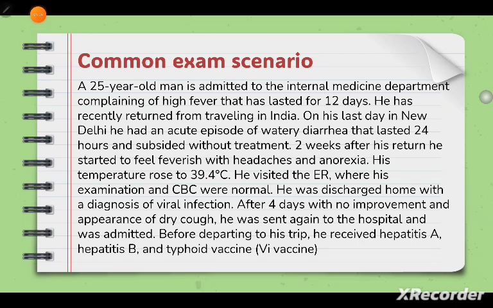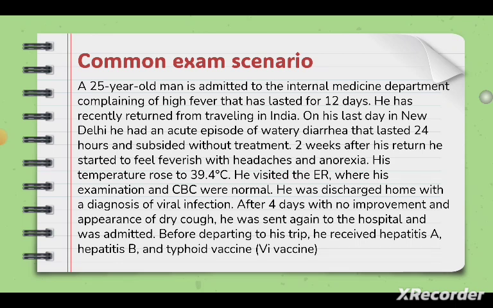His temperature rose to 39.4 degrees. He visited the emergency room where his examination and CBC were normal. He was discharged home with a diagnosis of viral infection. After 4 days with no improvement and the appearance of dry cough, he was sent again to the hospital and was admitted. Before departing on his trip, he received hepatitis A, hepatitis B, and typhoid vaccine, VI vaccine.